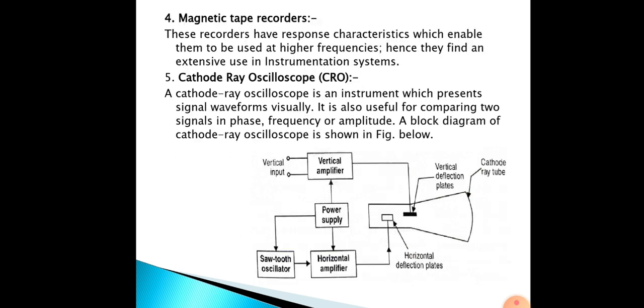The next one we will be seeing is magnetic tape recorders. These recorders have response characteristics which enable them to be used at higher frequency. Okay, they are used at higher frequency. Hence they find extensive use in instrumentation systems.